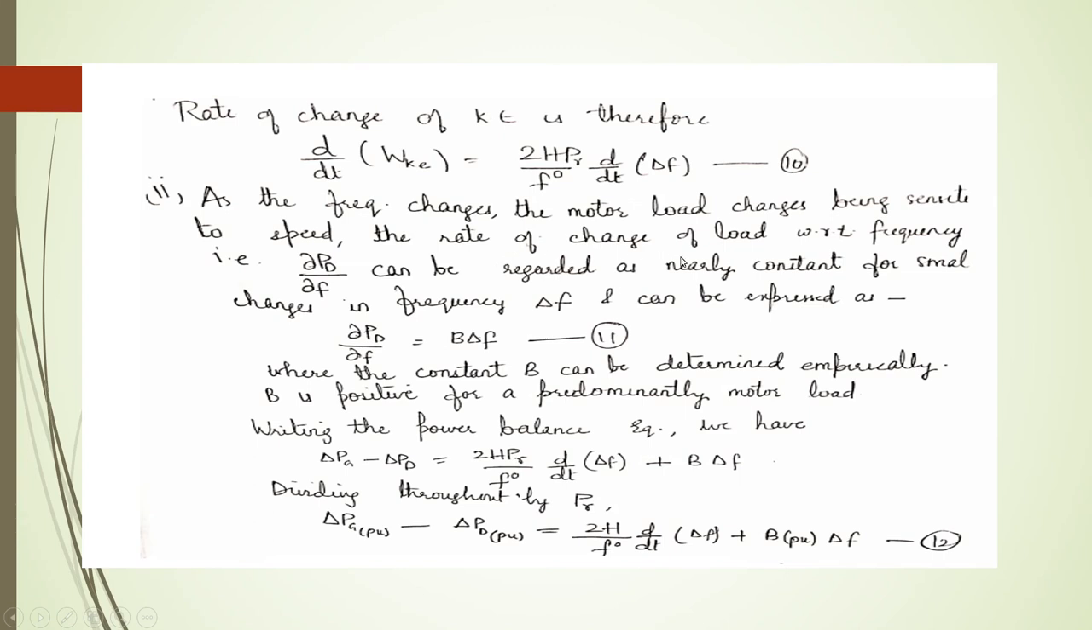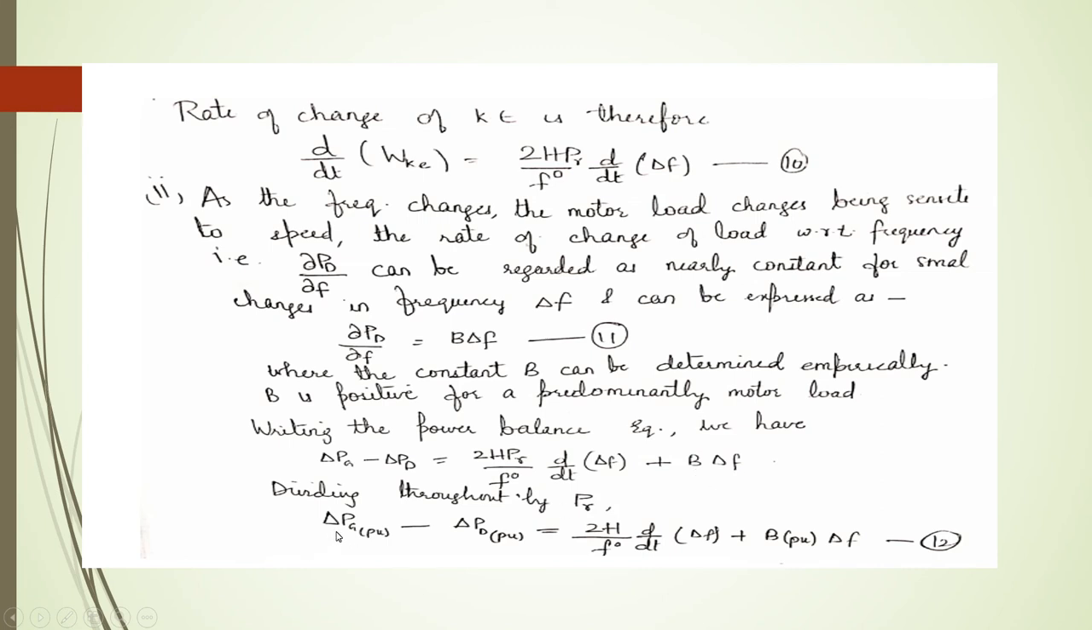The rate of change of load with respect to frequency, dou PD by dou F, can be regarded as nearly constant for small changes in frequency delta F, and can be expressed as dou PD by dou F is equal to B delta F, where B can be determined empirically. B is positive for a predominantly motor load. Writing the power balance equation, we can write delta PG minus delta PD equal to 2 HPR by F naught d by dt of delta F plus B delta F.